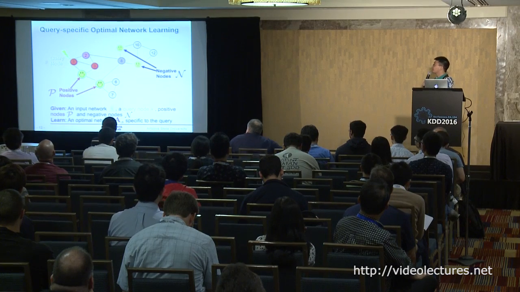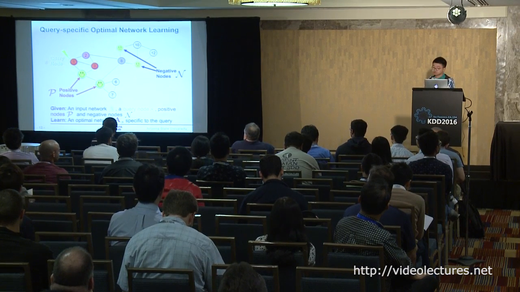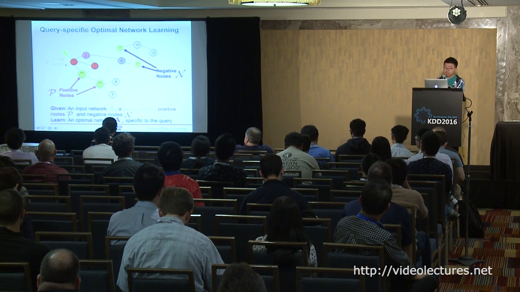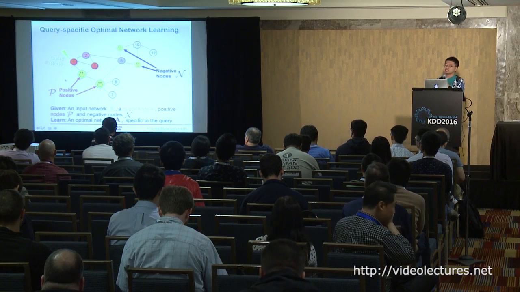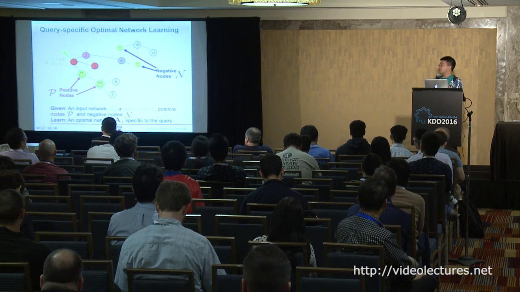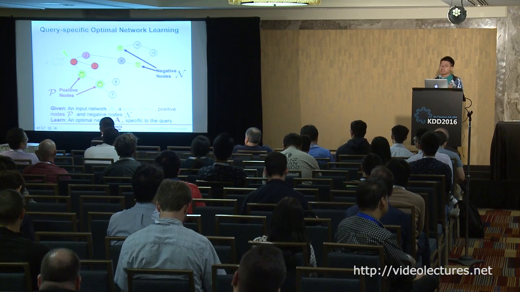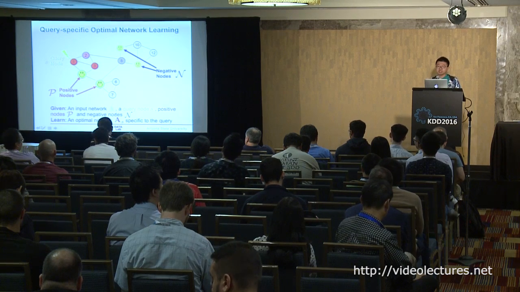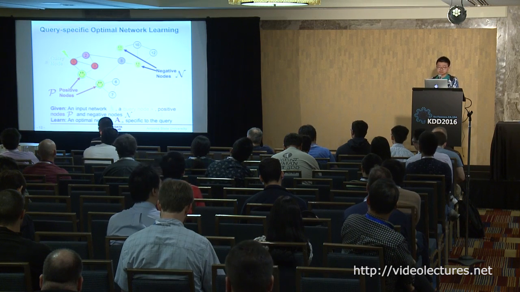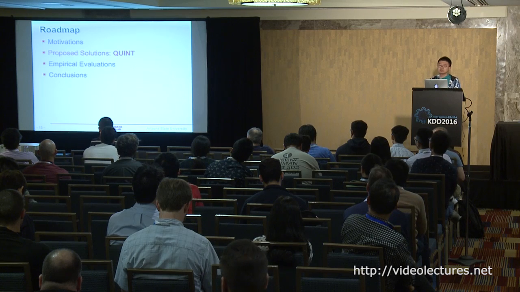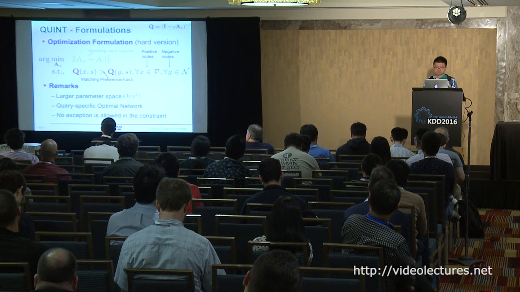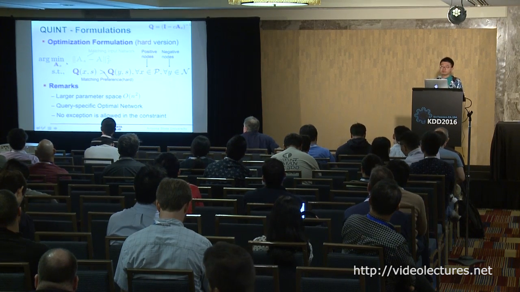To formally define the query-specific optimal network learning, we are given an input network A, a query node S, positive nodes P that the query node wants to connect with, and negative nodes N that the query node wants to avoid connecting with. So here the task is to learn an optimal network A_S that is specific to the query node S. In this paper, we propose an algorithm called QUINT to solve this problem. And this is our formulation.